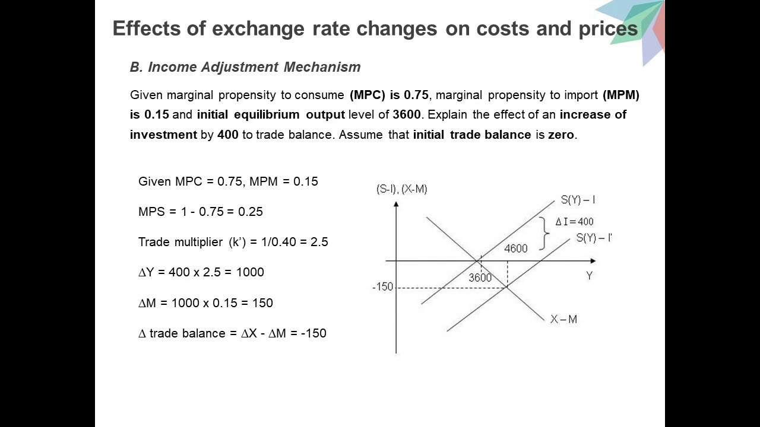Given MPC equals 0.75, MPM equals 0.15, MPS equals 1 minus 0.75 equals 0.25, trade multiplier, K, equals 1 over 0.40 equals 2.5. Change in Y equals 400 times 2.5 equals 1000. Change in M equals 1000 times 0.15 equals 150. Change in trade balance equals change in X minus change in M equals negative 150. This information can be illustrated in a graph. Please refer to the diagram.